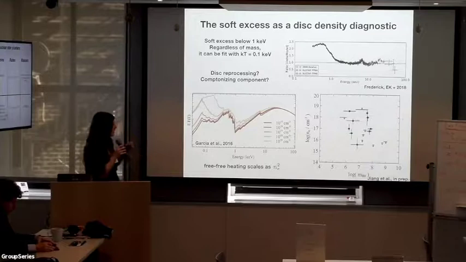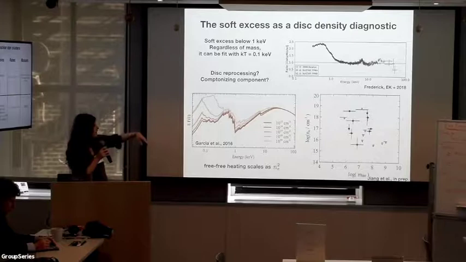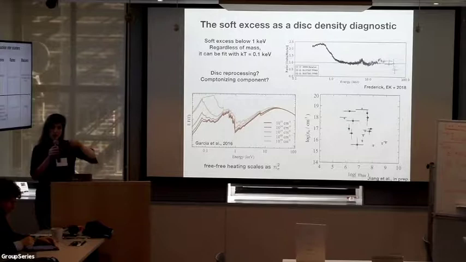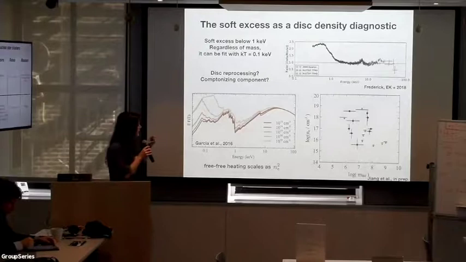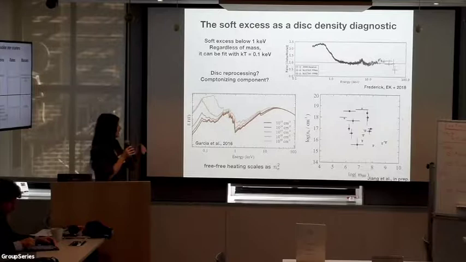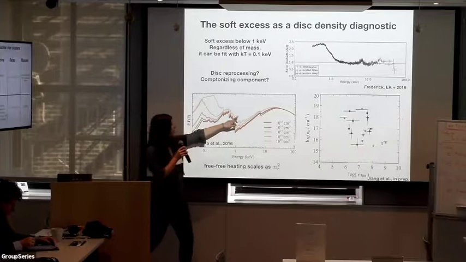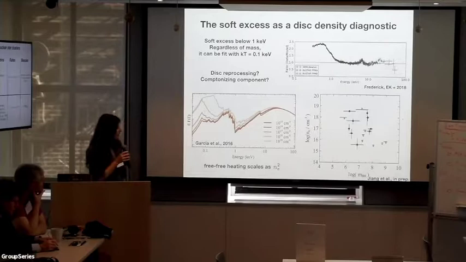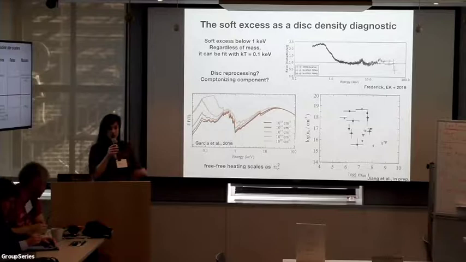And this is recent work by Javier Garcia, showing that basically everything that we've done so far in fitting these spectral features has been done with a constant density disk with an electron density of 10 to the 15. But if you increase the density of that accretion disk, it does little to change the iron and the Compton scattering. What it does change is the free-free heating, and that goes as the density squared. And so as you increase the density of the accretion disk, it could better fit some of the data where you see this strong soft excess.